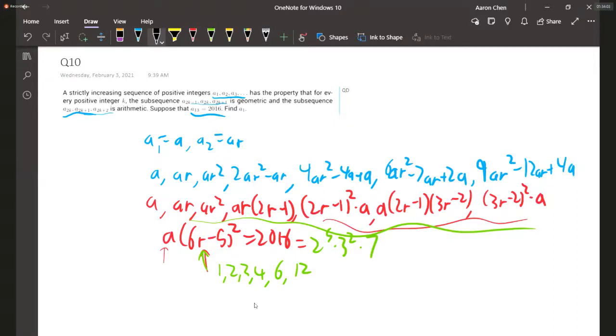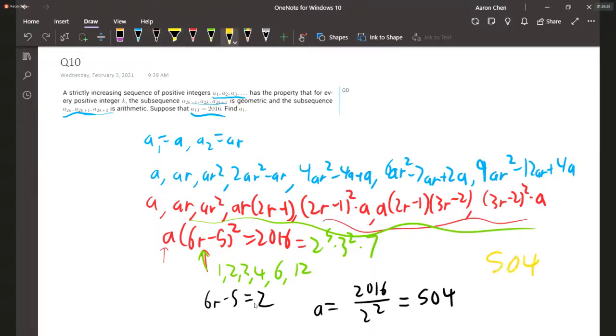And eventually, you can find that the only way that this is an integer is when 6R minus 5 is equal to 2. This is because you need to plug them in. And so A is equal to 2016 divided by 2 squared, which is 504. So the answer is 504. Are there any questions?